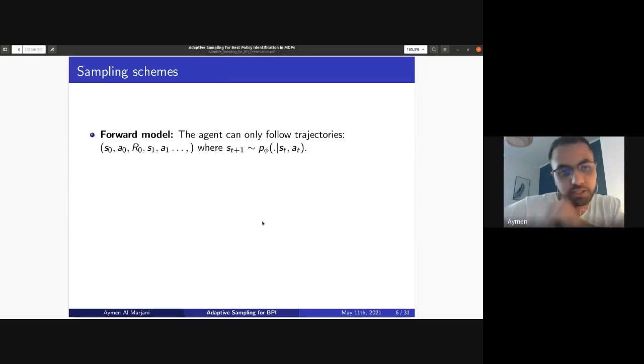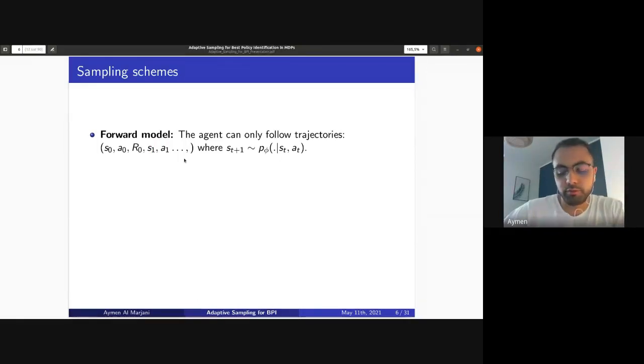So in order to identify the optimal policy, we have many interaction models with the MDP. The first one is the most natural and, let's say, the most restrictive. It's the forward model. So the agent can start at some state S0 and can only follow the trajectories that are imposed by the dynamics of the MDP. So the agent can only choose the actions. She then receives the rewards, moves to S1, chooses the action, and so on.